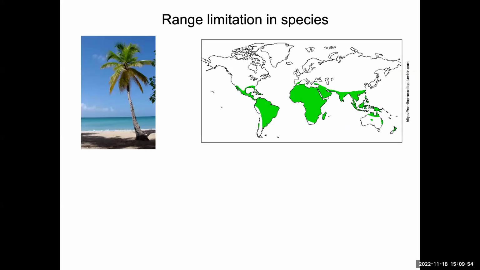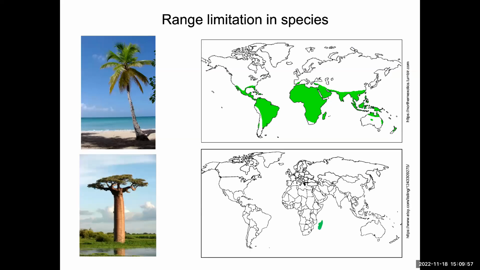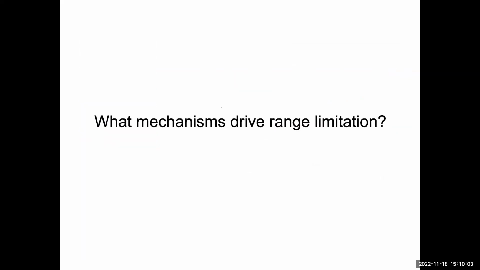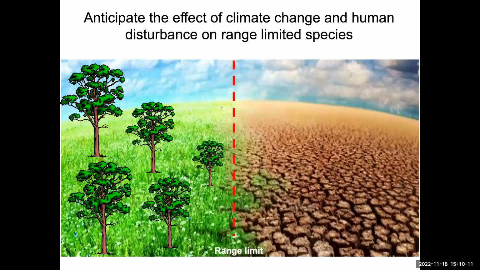Every species on Earth has a limit to its geographic distribution, and some species have a wide range, while other species have a restricted range. Over the past 4 years, I've been interested in understanding what mechanisms drive range limitation. That question is very important because being able to predict what is happening at the periphery, for example, if a species is going extinct or adapting, can help us anticipate the effect of climate change and human disturbance on range-limited species.